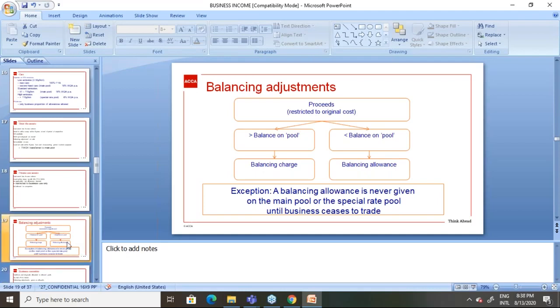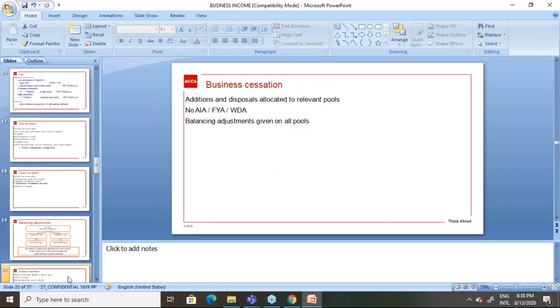Then I explained about the balancing allowance and balancing charge. And this is an important thing to remember. At some point, if you cease trading, that means if you decide to stop doing business, that becomes your last period of account.